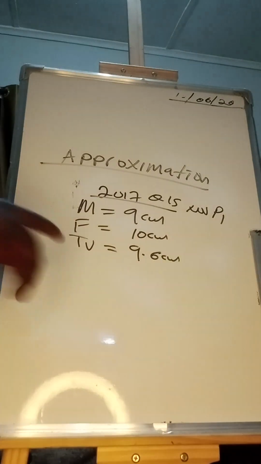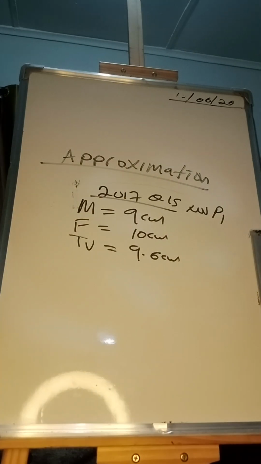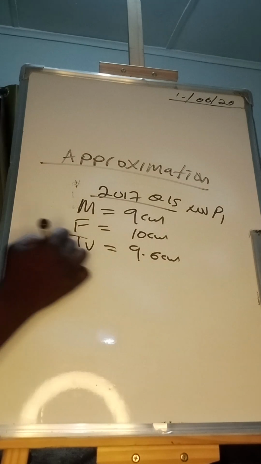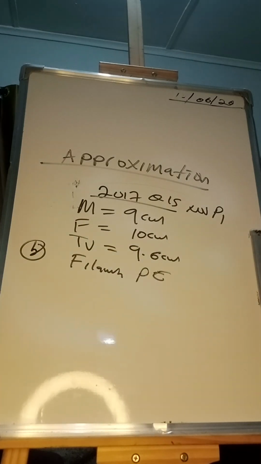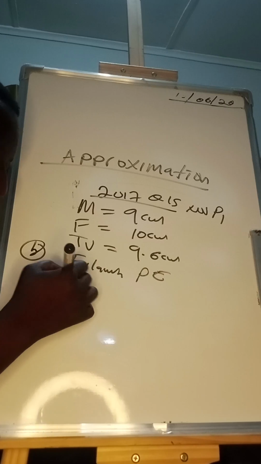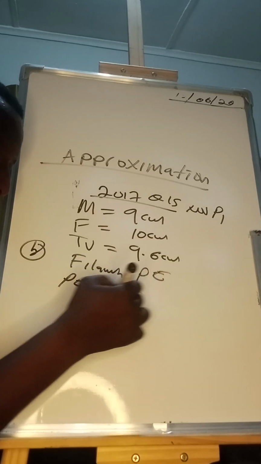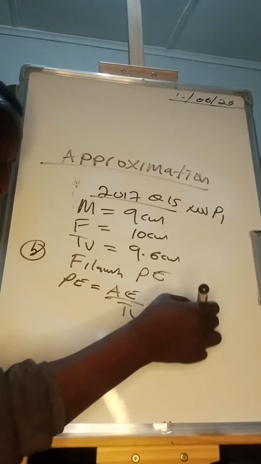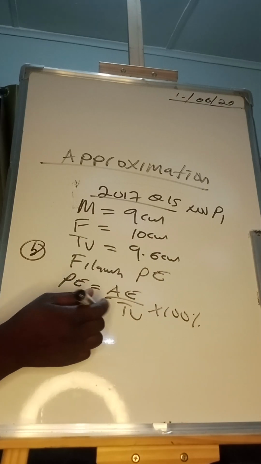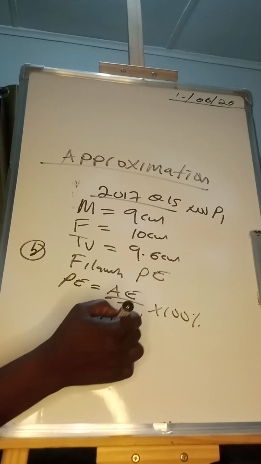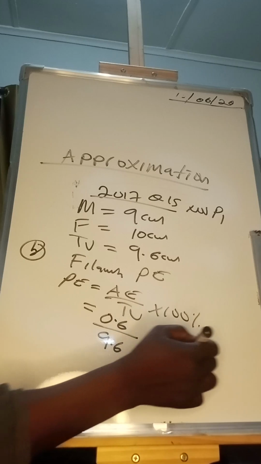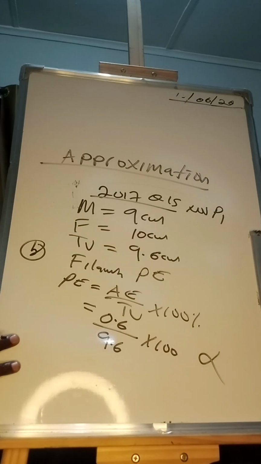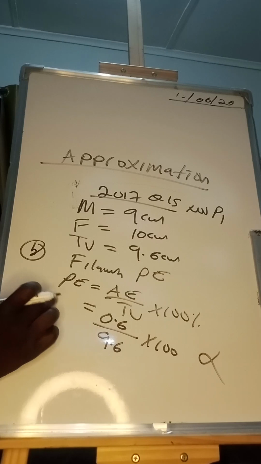You can pause, you can repeat it as many times as you want. B, Filamba's percentage error. Many people failed this question. They failed because they wrote absolute error over true value times 100%. There's no problem there. The problem was the answer they used, 0.6 over the true value, which is 9.6, times 100%. Many people wrote that and it was wrong, because the question said Filamba's percentage.